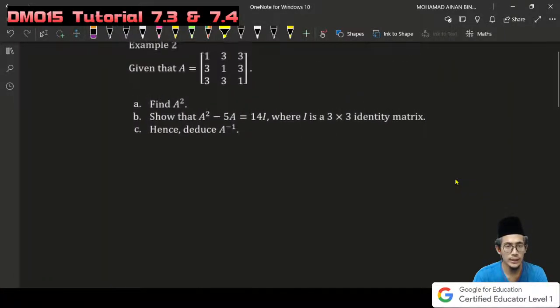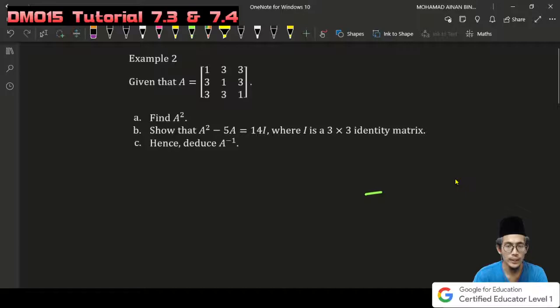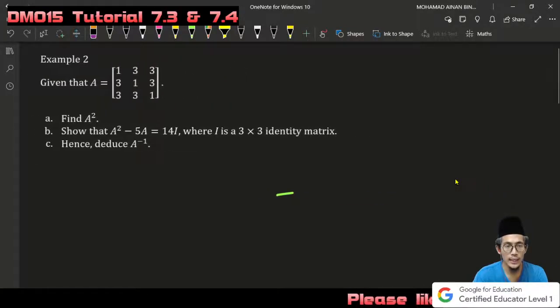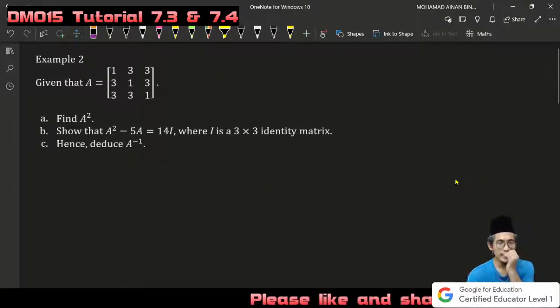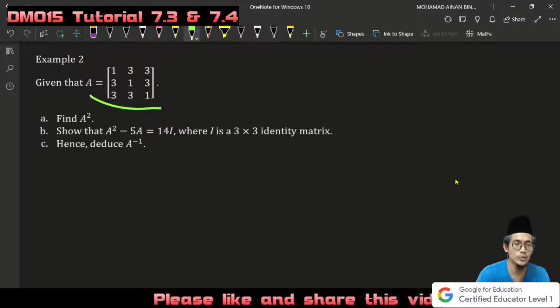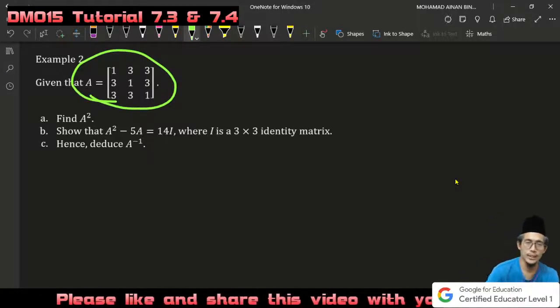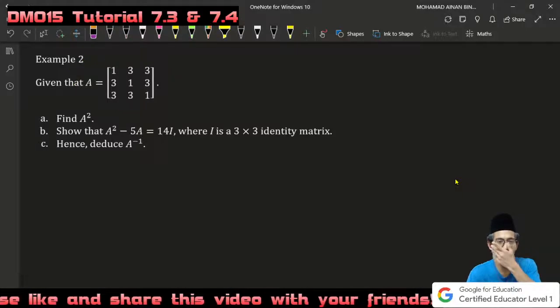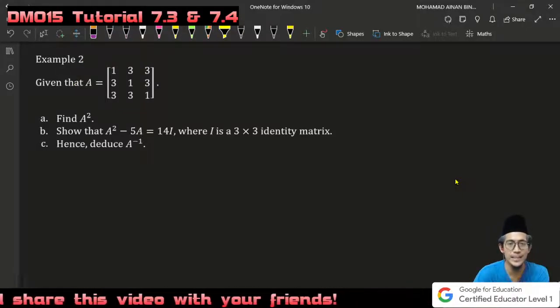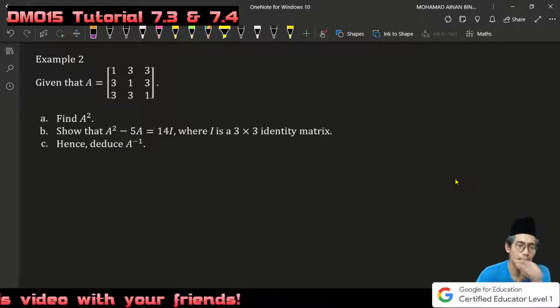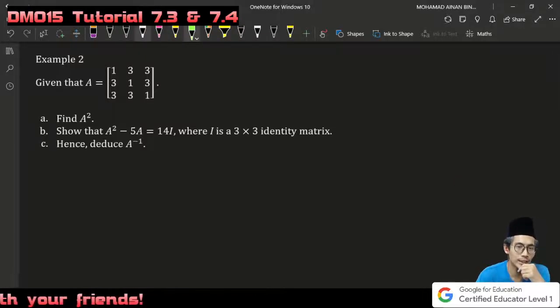Okay, this one lain sikit. This one dia hanya ada satu matrix sahaja. Dia ada satu je. Dia tak ada nak suruh kau A darab B, A darab C, tak ada. Okay, but there's a difference over here. Let's do together.